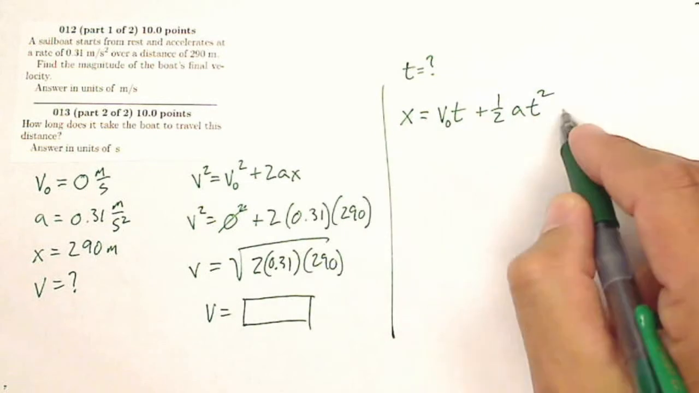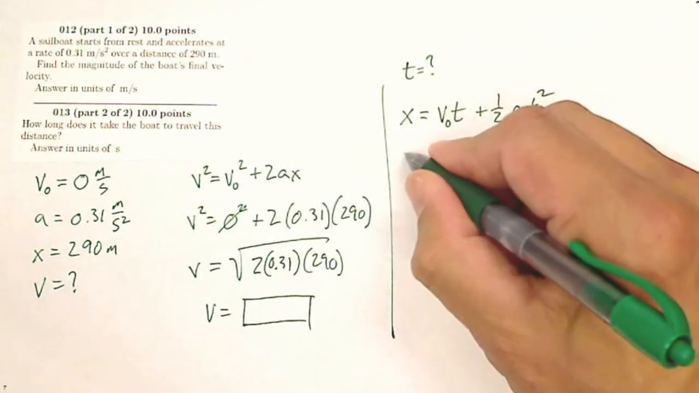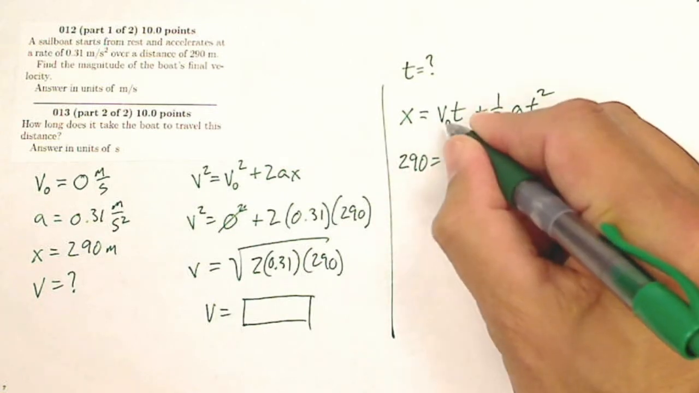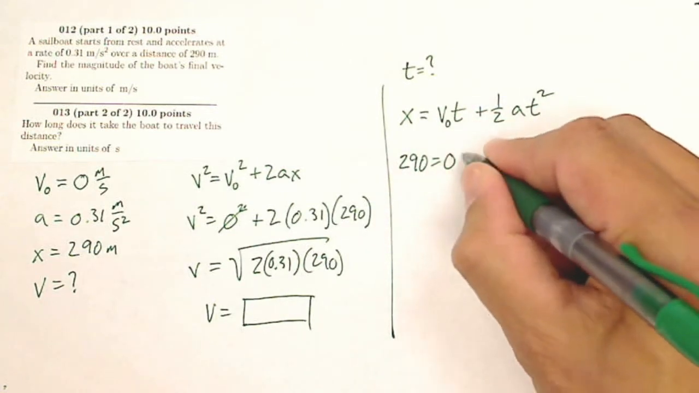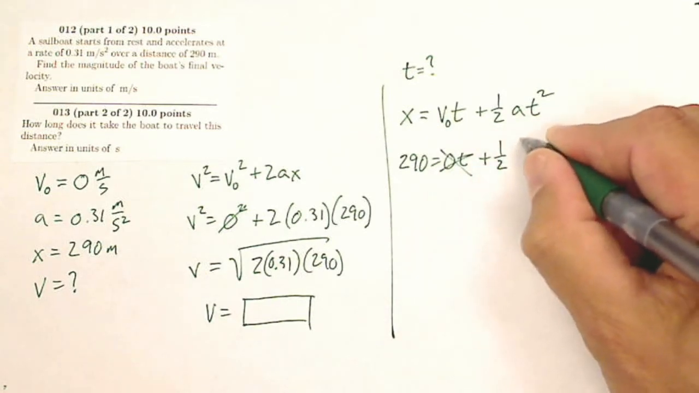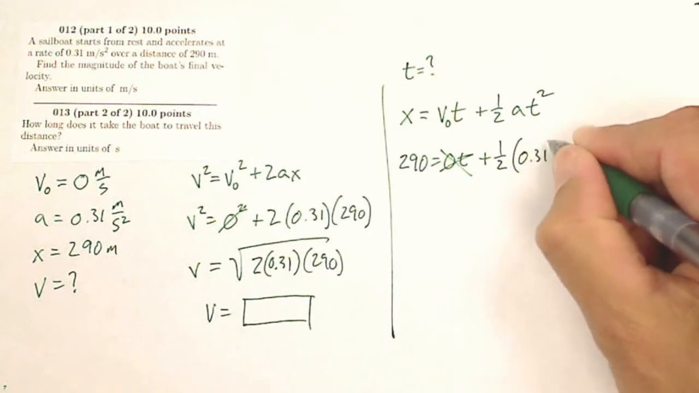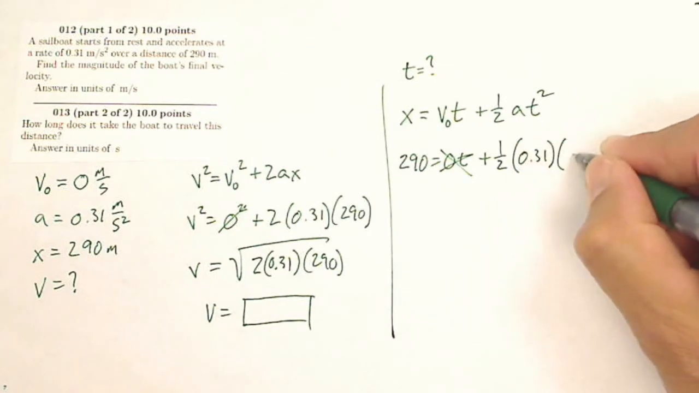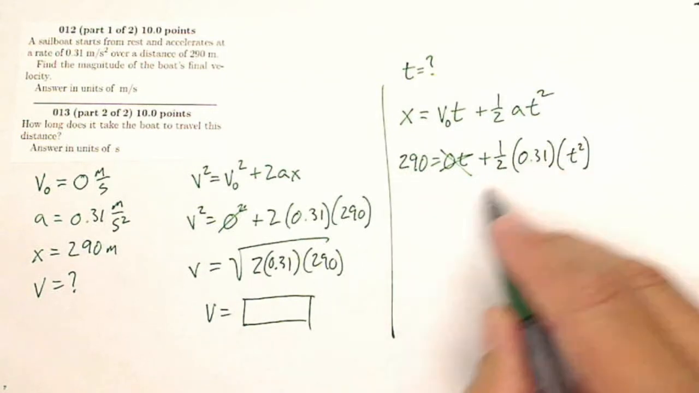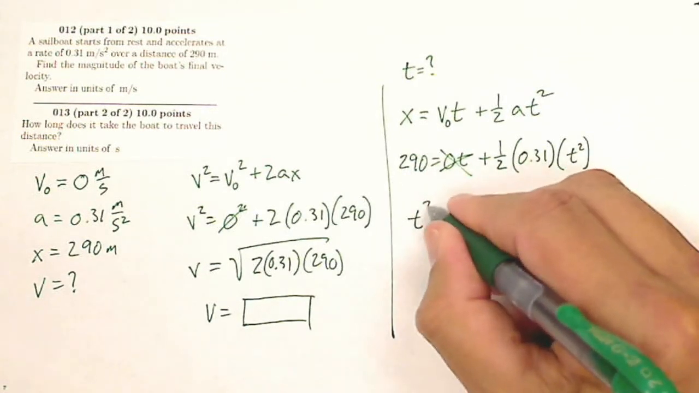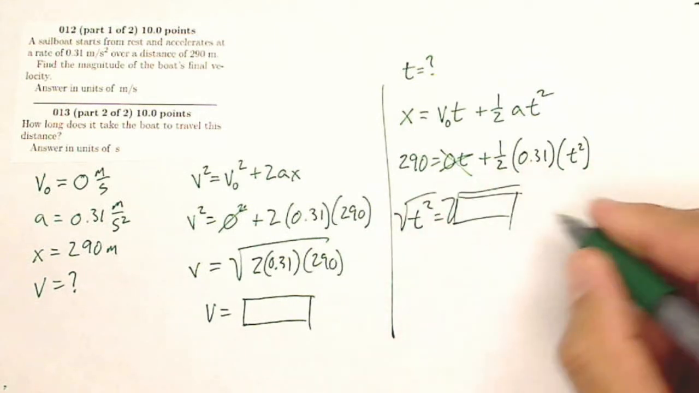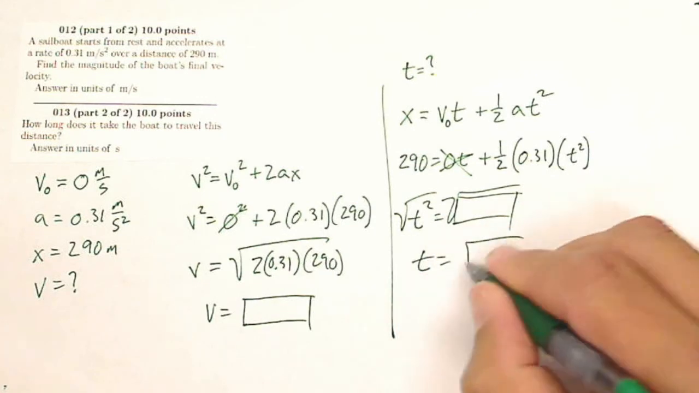X is v0t plus 1/2 at squared. Well, my position, I know, is 290. My initial velocity is 0, so 0 times time goes away, plus 1/2 my acceleration, 0.31, times time squared. So this is going to work out just fine. Multiply by 2, divide by 0.31, and I'll get t squared equals some number. And then when I square root both sides, I'm going to wind up with t equals, and this is just math.